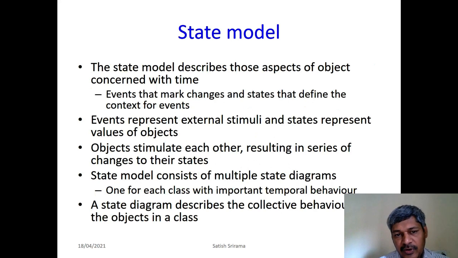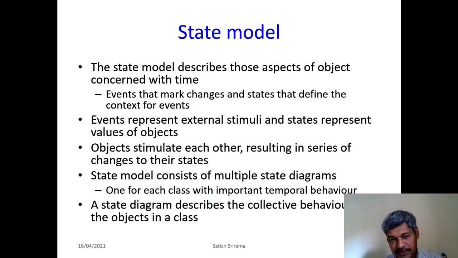In terms of the state model, the state model describes those aspects of objects that are concerned with time: events that mark changes, and states that define the context for those events. Events represent external stimuli and states represent the values of the objects. We have seen in state diagrams how things move, how an object changes across the states.